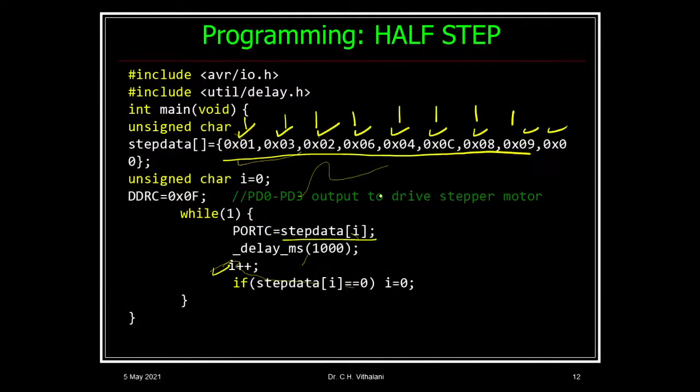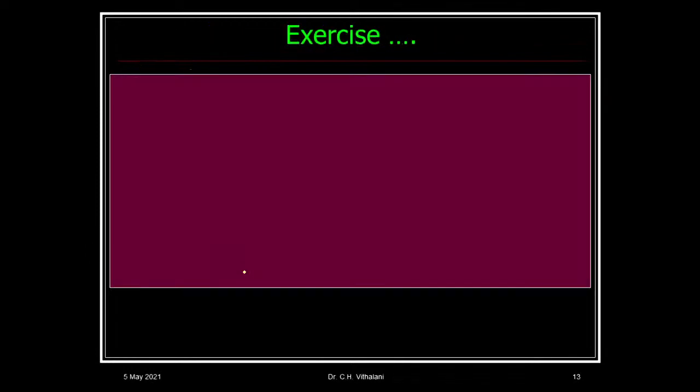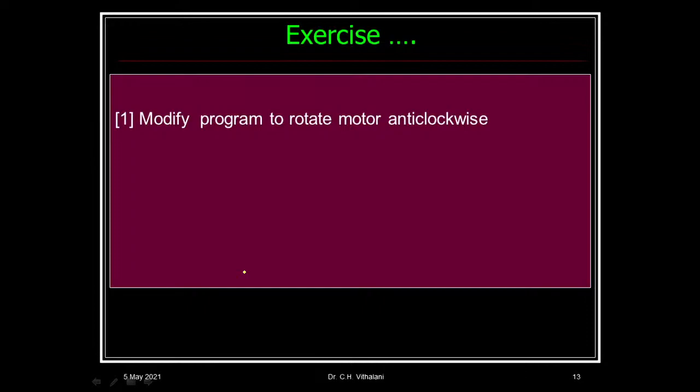So what you have to do, simply, one way is that you can change this lookup table, or you can start here, where we have started I equal to 0. You can also start with I equal to 8, and then you can say here I minus minus. That is one simple way of modifying this program. So this is the exercise for you. Please modify this program to rotate the motor in anti-clockwise direction.